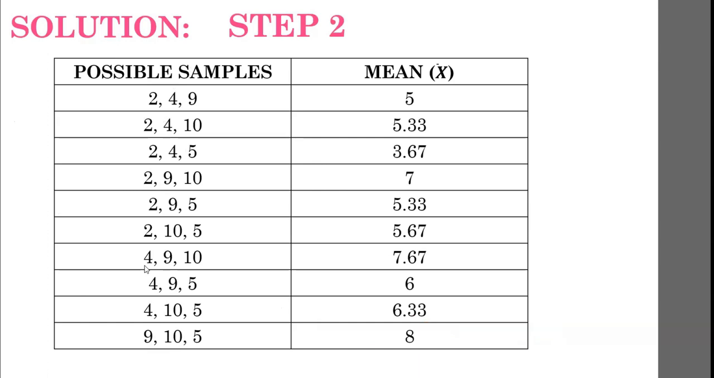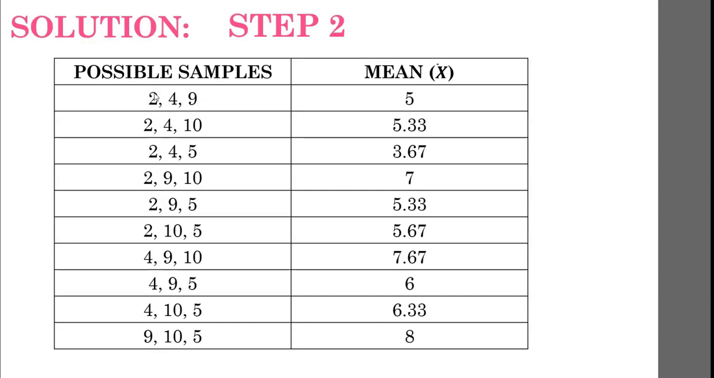For step 2, we will list the possible samples with their corresponding means. So our possible samples from our population would be 2, 4, 9; 2, 4, 10; 2, 4, 5; 2, 9, 10; 2, 9, 5; 2, 10, 5; 4, 9, 10; 4, 9, 5; 4, 10, 5; and 9, 10, 5. Now let's get the means of our possible samples. So we will just add the samples.